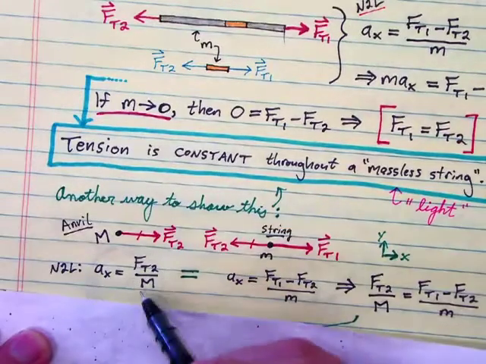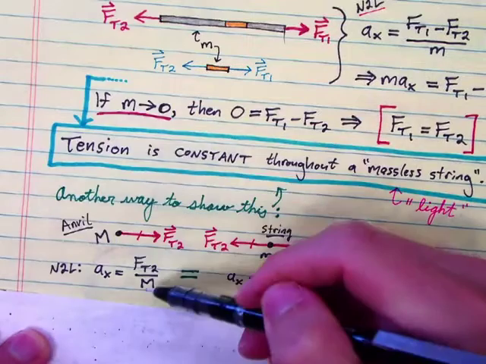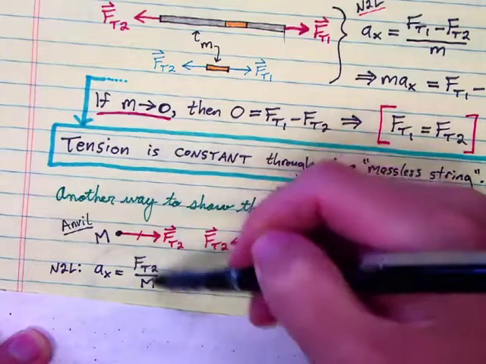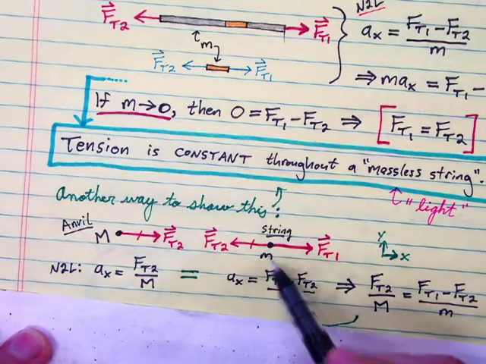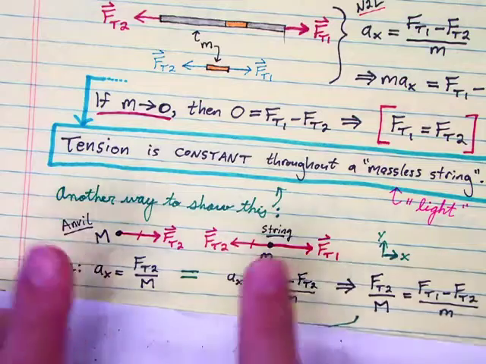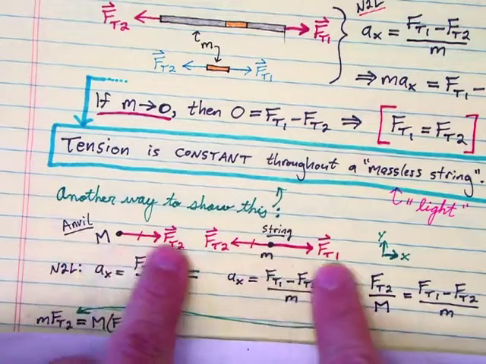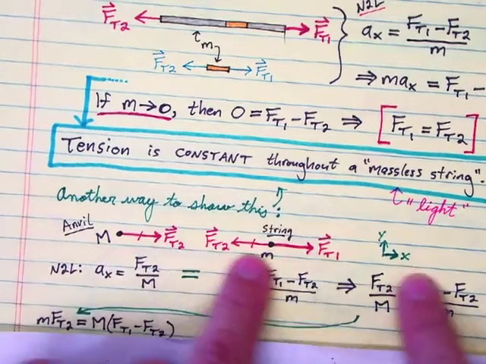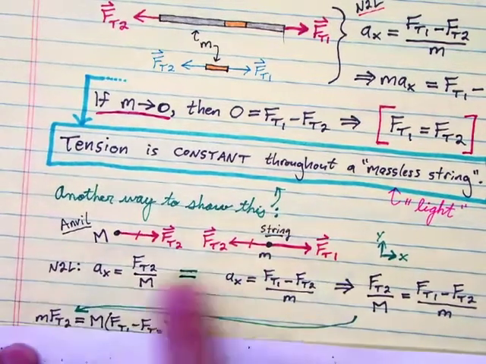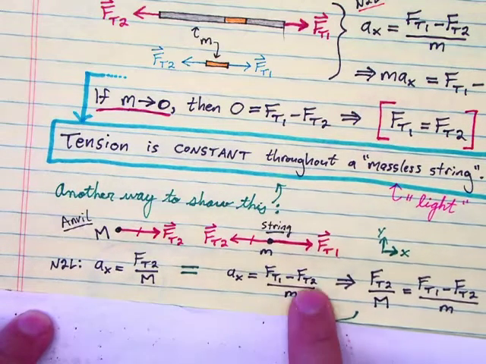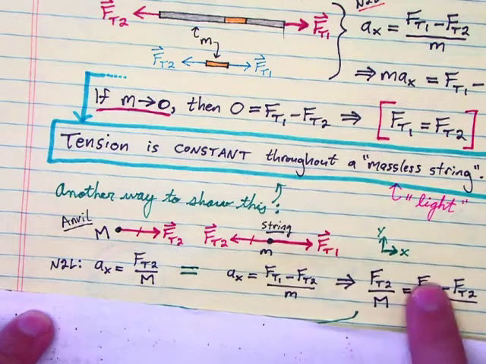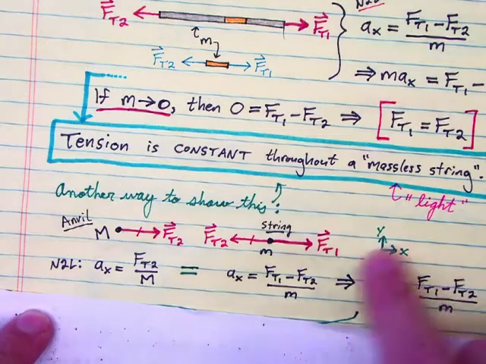N2L for the anvil: that force divided by the mass of the anvil, capital M, that's our big mass. And then here for the string, the difference in the tensions divided by the small mass of the string. If the anvil and the string are moving together, if they're moving as one, then their accelerations must be equal. So we can set these two expressions equal to each other, as I've done right here. Now I'm going to rearrange this algebraically.